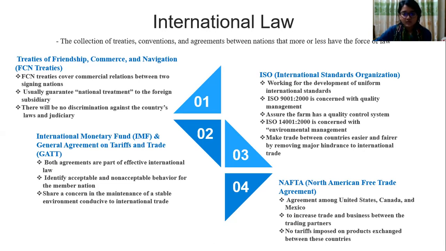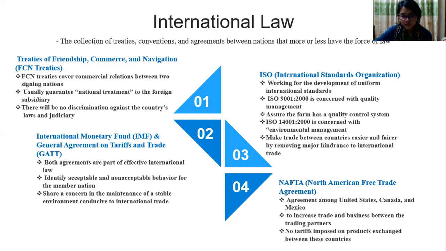ISO, International Standards Organization. ISO is working for the development of uniform international standards. ISO 9001 to 2000 is concerned with quality management. Assure the firm has a quality system. ISO 14001 to 2000 is concerned with environmental management. Make trade between countries easier and fairer by removing major hindrances to international trade.